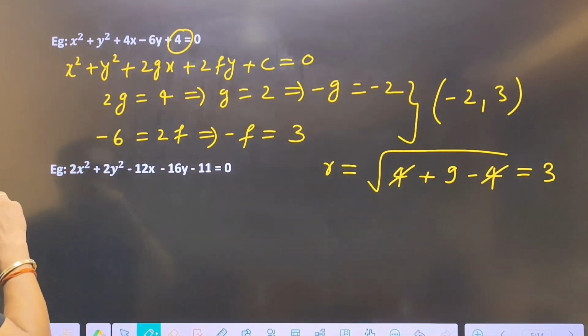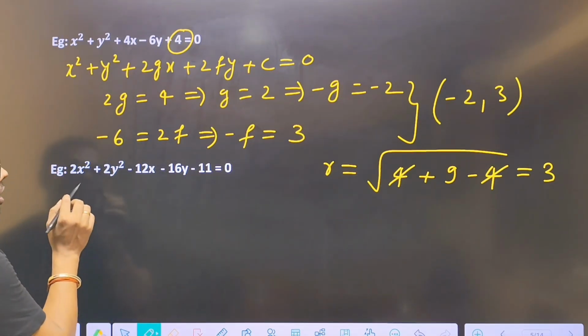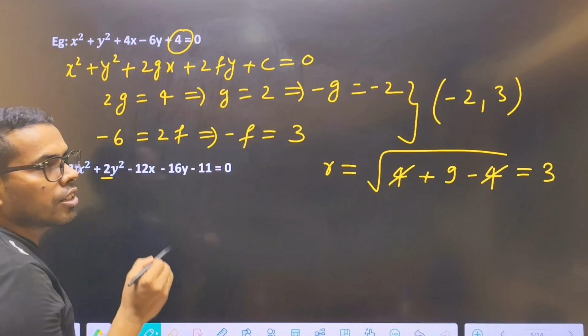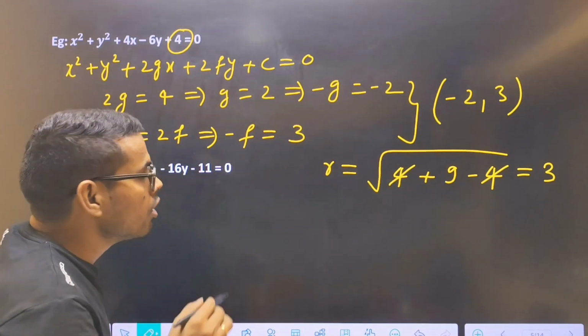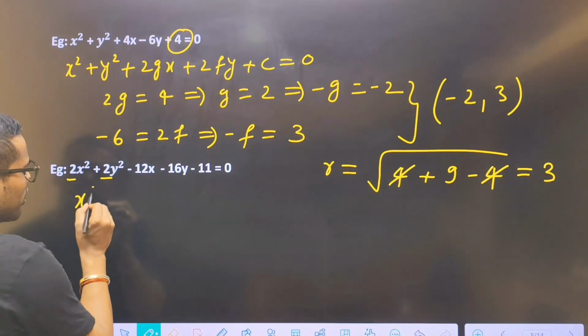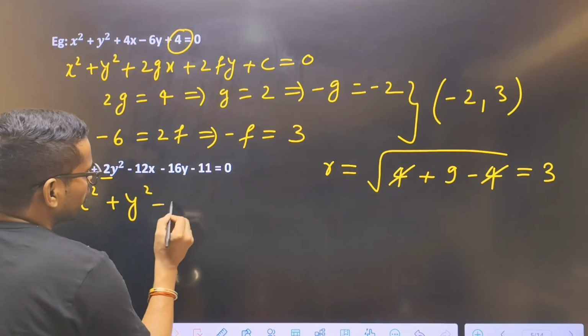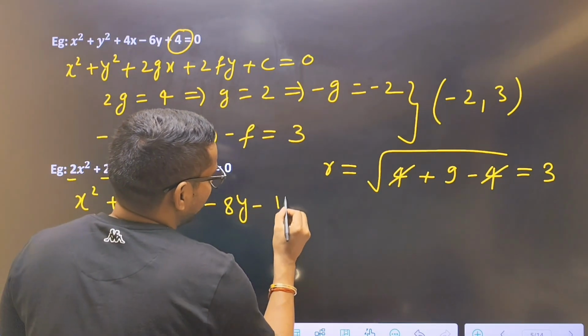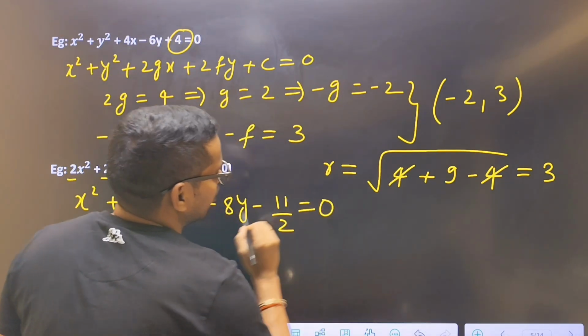Simply we can find here also. Now first look at the equation. This is not in a proper form. Why? Because here the coefficient is 2. It should be 1. So first divide the whole equation by 2. Now what you will get? X square plus y square minus 6x minus 8y minus 11 upon 2 is equal to 0.